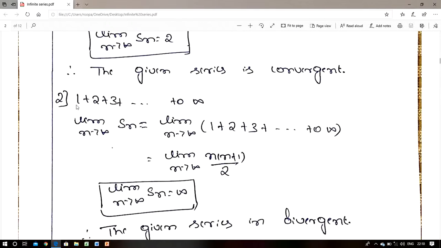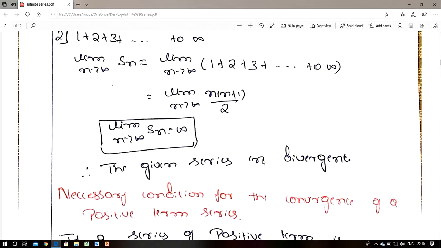Next we come to the second problem: 1 plus 2 plus 3 and so on up to infinity. It can be written as n into n plus 1 by 2. Suppose we take n equal to 1: 1 plus 1 is 2, the 2 cancels, we get 1. Take n equal to 2: 2 plus 1 is 3, the 2 cancels, we get 3, and so on. So in general we can write n into n plus 1 by 2. Now we apply the limit. Taking n equal to infinity, infinity into something is infinity, and infinity by something is also infinity, so the given series is divergent.